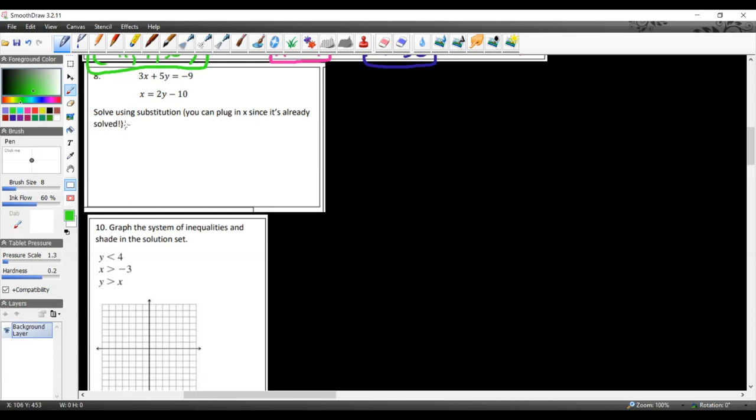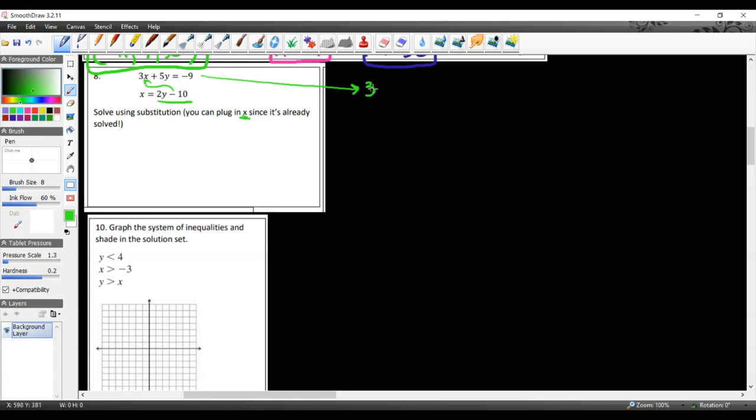Okay, so in this problem, it even tells you can plug in x since it's already solved. So we have that x is equal to 2y minus 10. That means that wherever I have an x, so there's an x right here, I can take all this and plug it into there. Okay, so I'm going to go ahead and do that. I'm going to take this equation, I'm going to work over here so we can see all the steps, and I'm going to plug all that into that part.